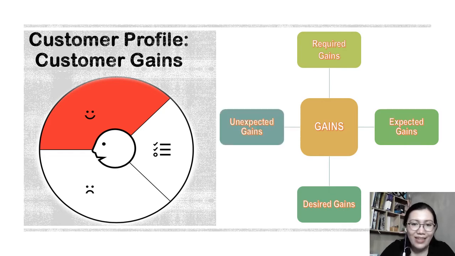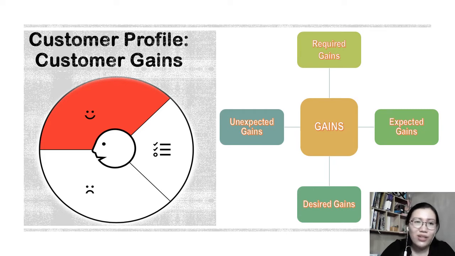Next is the unexpected gains. So these are gains that go beyond expectations and desires. So they wouldn't even come up with these gains if you ask the customers. Example, before Apple brought touch screens and the app store to the mainstream, nobody really thought of them as part of the phone.